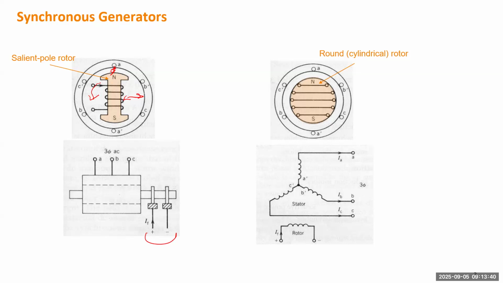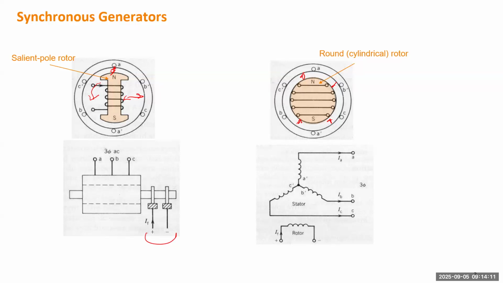So the air gap in all directions will be basically the same, evenly distributed. In any direction, it will be about the same air gap. The round rotor generator can operate at a very high speed, so that makes the number of poles fewer than the number of poles for the salient pole rotor generator.